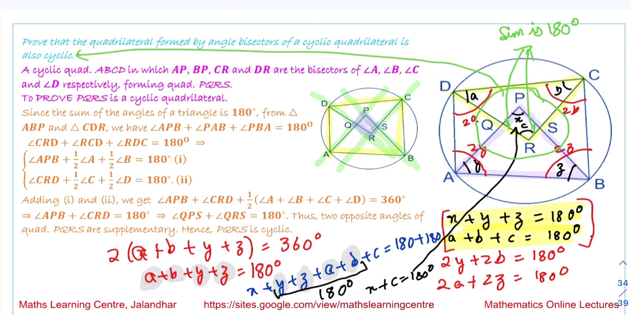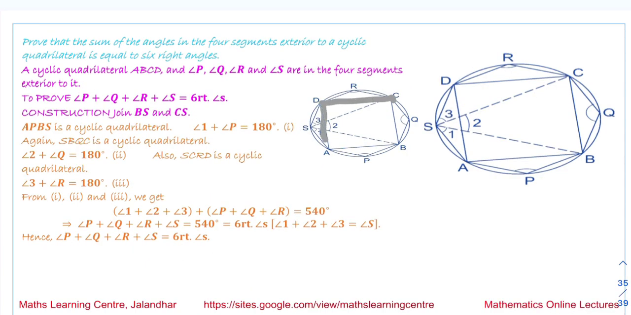Now in this question we have to prove that the sum of the angles in the 4 segments exterior to a cyclic quadrilateral are equal to 6 right angles. So we are given a cyclic quadrilateral A, B, C and D. Now 4 segments we have, it is AB, BC, CD and DA. Now the exterior angle formed corresponding to this is BQC, corresponding to the second it is CRD, next it is DSA, and next it is APB.